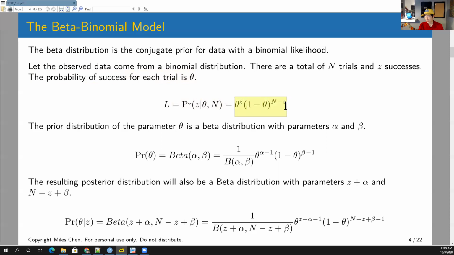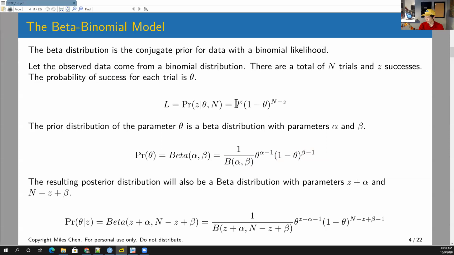Okay, the likelihood, I guess, of one particular sequence. I could put in a constant here, that binomial coefficient in the front. Doesn't really matter. The prior distribution of the parameter theta is going to be a beta distribution with parameters alpha and beta, and that is given by this function. So it's 1 over B(alpha, beta), and then theta raised to the alpha minus 1, and 1 minus theta raised to the beta minus 1.